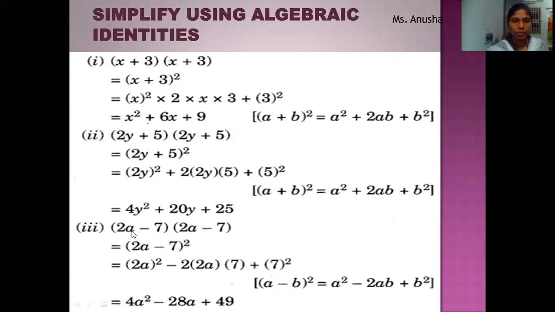The third problem is (2a-7)(2a-7). It also repeats two times. So (2a-7) the whole square, but the formula identity is (a-b) the whole square is equal to a square minus 2ab plus b square. In place of a, you put 2a, and in place of b, you put 7. Using this identity, (2a) the whole square minus 2 into 2a into 7 plus 7 square. Finally, we'll get 4a square minus 28a plus 49.